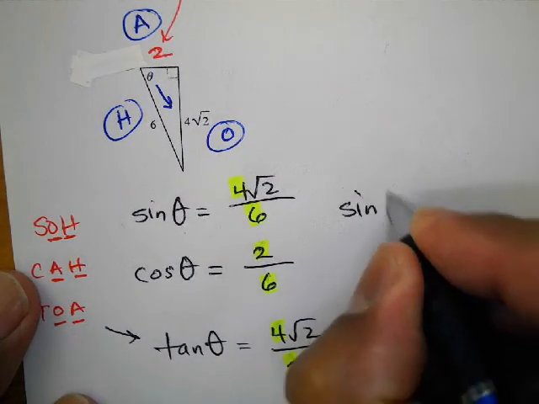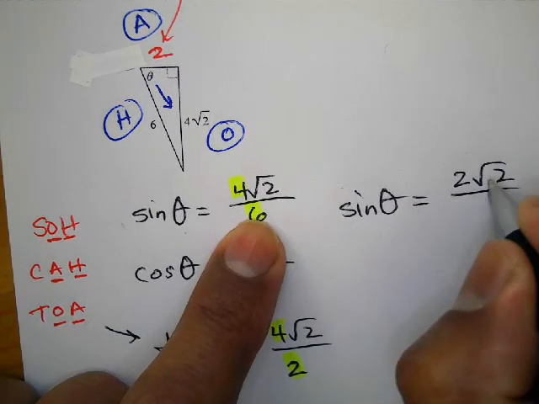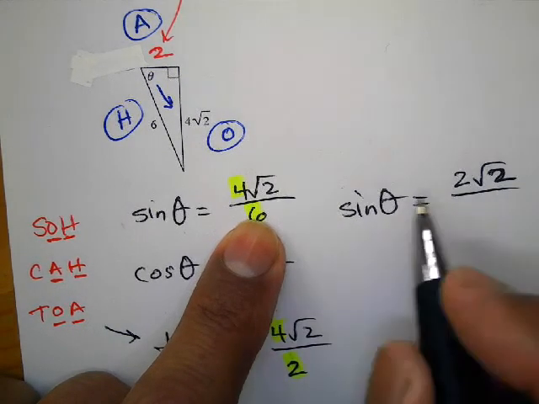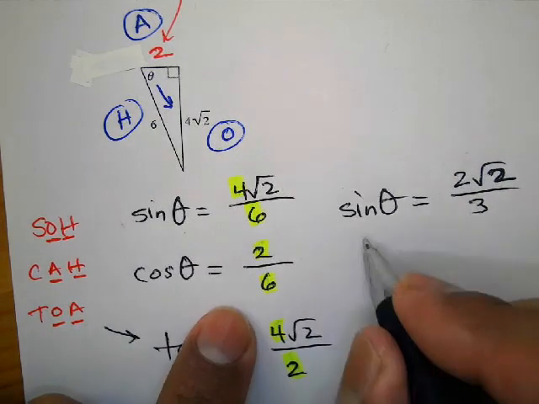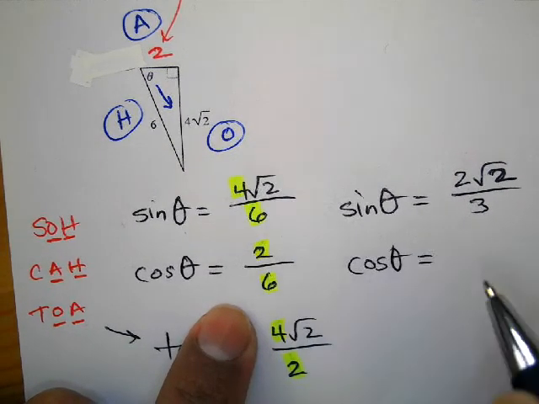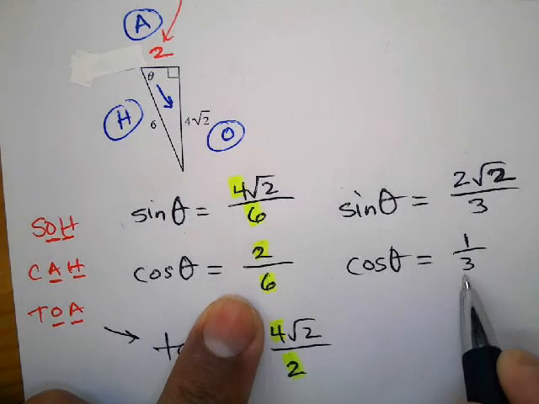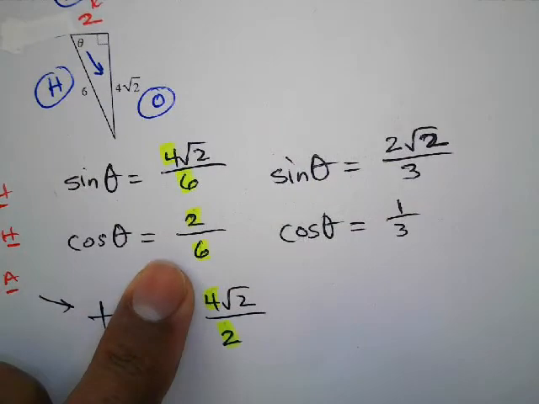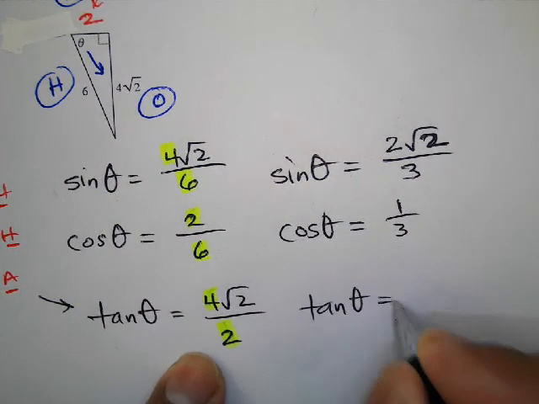So really sine is going to be what? 2 root 2 over 3. Cosine is going to be 1 over 3, right? Divide by 2, you get 1 over 3. And 4 divided by 2 is just 2.